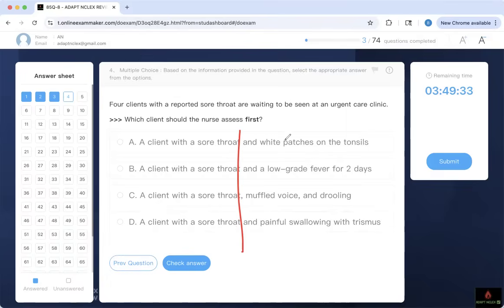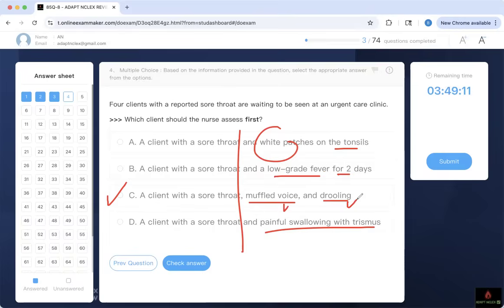Oh, I have a sore throat. So what? White patches on your tonsil, low-grade fever, muffled voice and drooling, and trismus. I can tell you the right answer is 3, C. Why? Muffled voice and drooling indicate an airway issue. This may be epiglottitis. We don't know. But the presence of muffled voice and drooling indicates that there's an airway issue. Why are the other ones wrong?